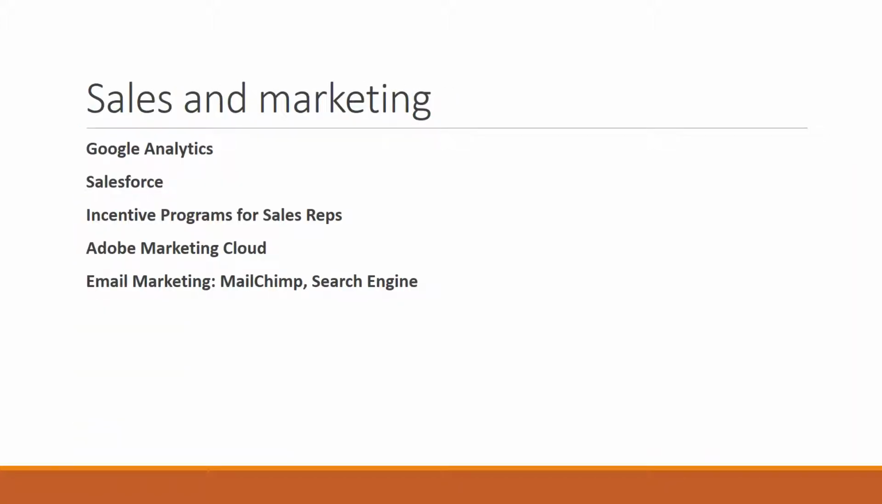Sales and marketing. So we decided to use the following systems to help with sales and marketing. The first one is Google Analytics. After we gather some data, we want to figure out what the trend is, what people are interested in, what our target market is, and then to be able to manage those potential customers.